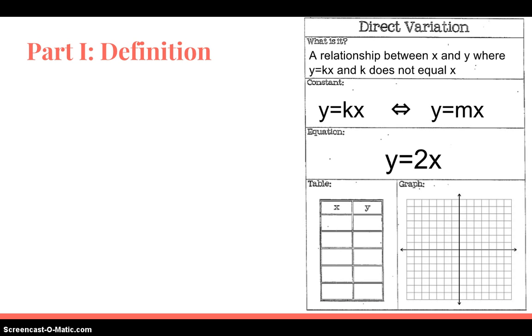Now, an example, y equals 2x, that's a direct variation equation where k is 2, okay? It's that simple. Anytime you see y equals some number x, you know you're dealing with a direct variation.